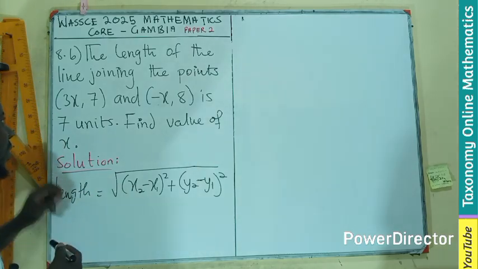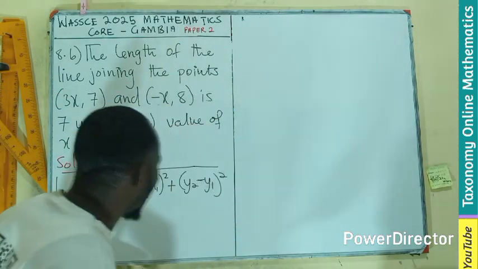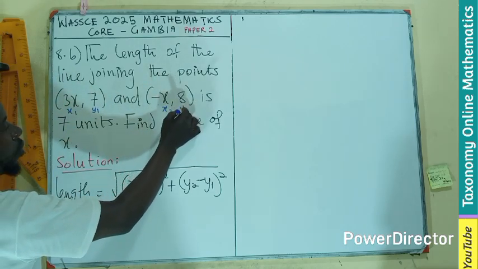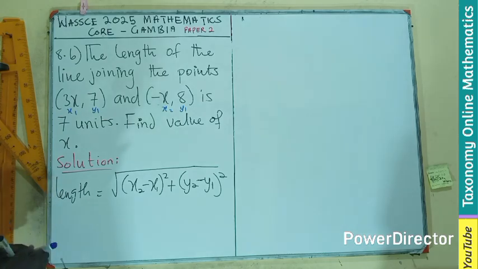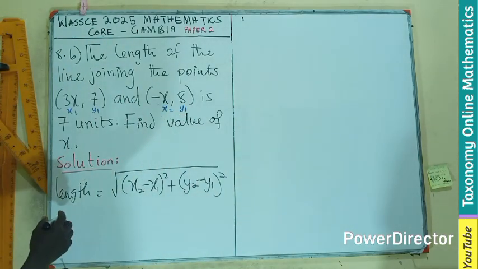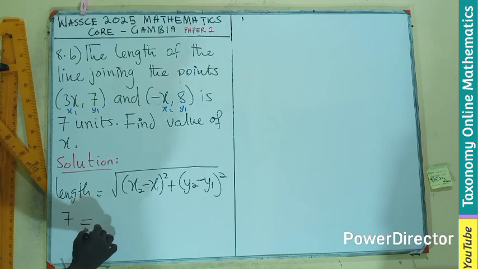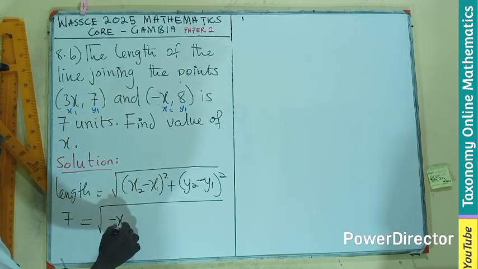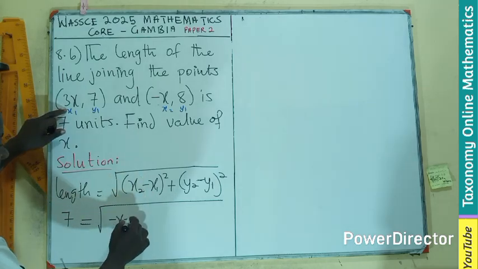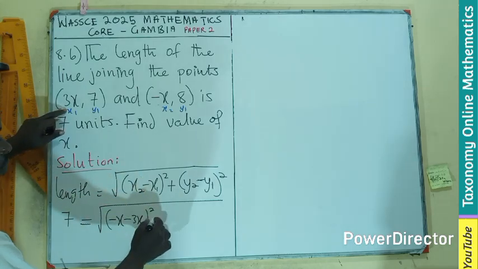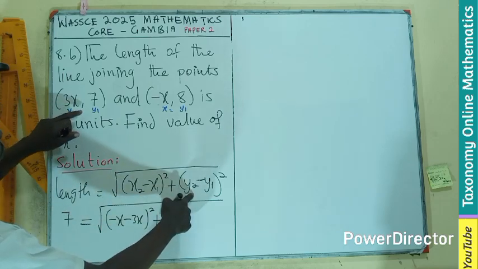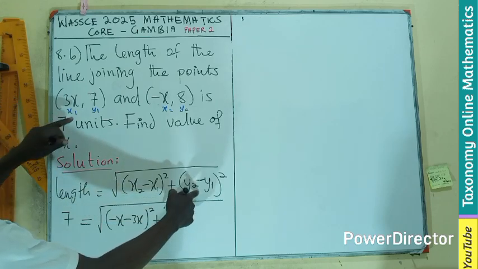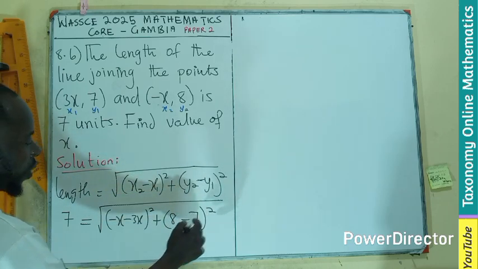So here, what do we do? If this is the first point, we can easily say that this is our x1, y1, x2, y2. The length is 7 units. So we can just do substitution and have 7 equals the root of x2, in this case minus x, minus 3x, all squared, plus y2. This is y2, right? This will be 8 minus y1, which is 7, all squared.